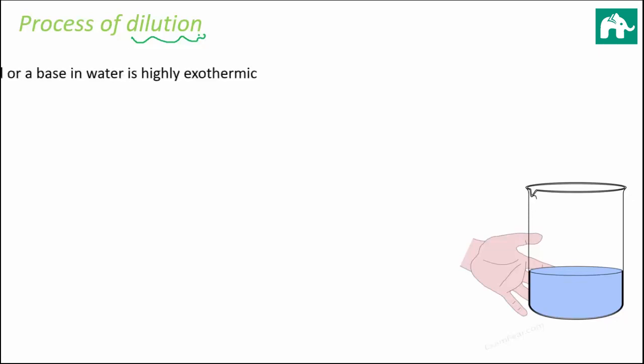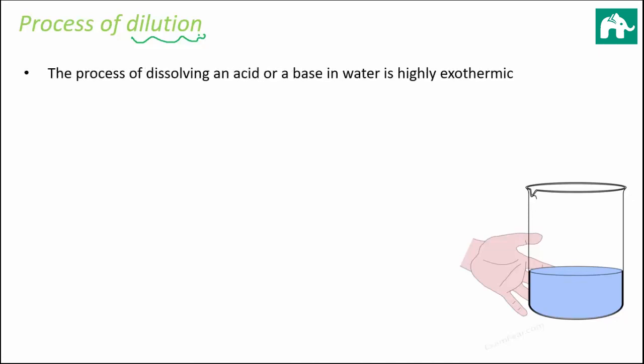Do you know why? Because the process of dissolving an acid or a base is a highly exothermic process. That means a lot of heat energy is generated during this process, and therefore care must be taken, because there is so much heat generated out of this process that it can even cause burns. So therefore it is important that we do it in the right way. And what is that right way to do dilution?